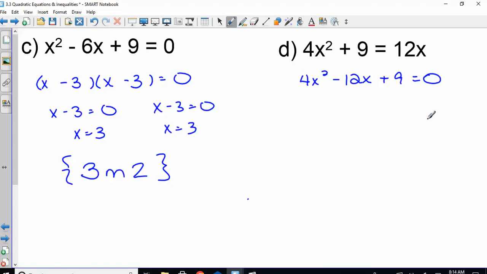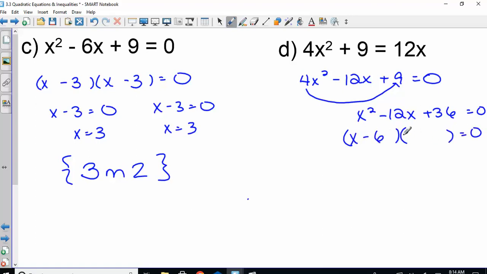Check, do we have a greatest common factor? No. So what will we have to do here? Slip and slide. So you guys remember that? You take your 4 to the back. So we get x squared minus 12x plus 36. So then we can do the easy method. What multiplies to positive 36 and adds to negative 12? X minus 6. And then what do you have to do on these? Divide by 4. So 6 over 4 reduces to 3 over 2. So you bring the 2 up.